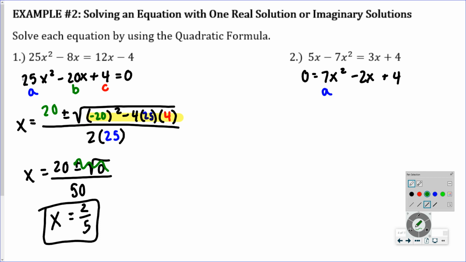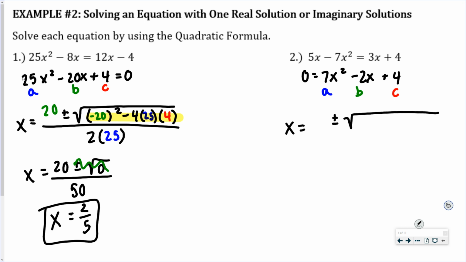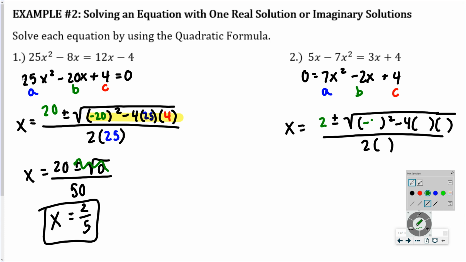A is 7. B is negative 2. C is 4. All right. Plug and chug. Sometimes I like to do this, just like a little template. All right, the opposite of B would be a positive 2. B squared minus 4AC. And I just plug in my numbers.